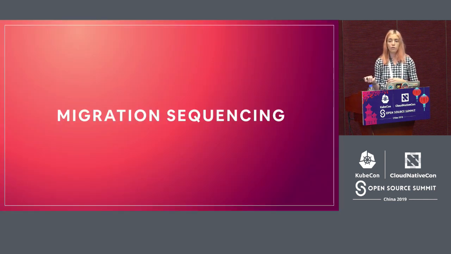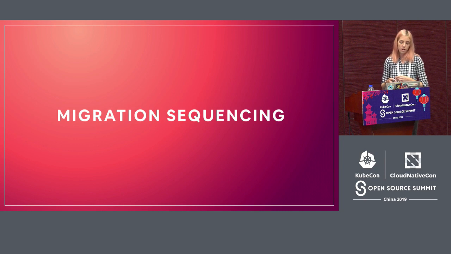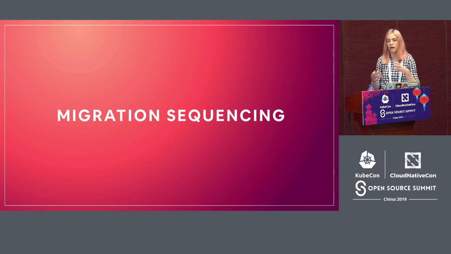For me, one of the most important migration strategies, other than identifying the type of the migration, is how you are going to sequence this migration. I'm going to spend a lot of time talking about this because what is really complex about migrations at scale is that they're all interacting with each other. They're not in isolation. They're all affecting each other.